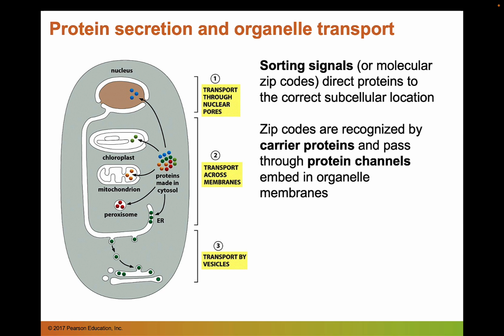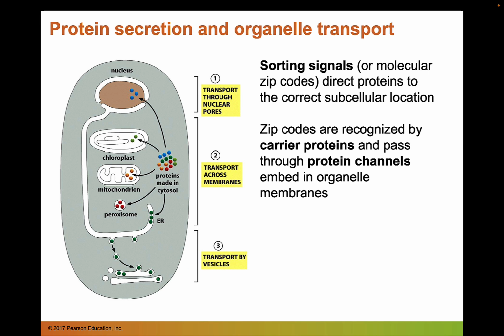To do this, we need 3 things, okay? We need a sorting signal, we need carrier proteins that recognize that signal, and protein channels, okay? So sorting signals are also referred to as molecular zip codes, and these direct proteins to the correct subcellular localization, just like a zip code would direct a letter to the right city. These zip codes are recognized by carrier proteins that are present in the cytosol. So these carrier proteins function a lot like mail carriers, getting those letters to the right place.